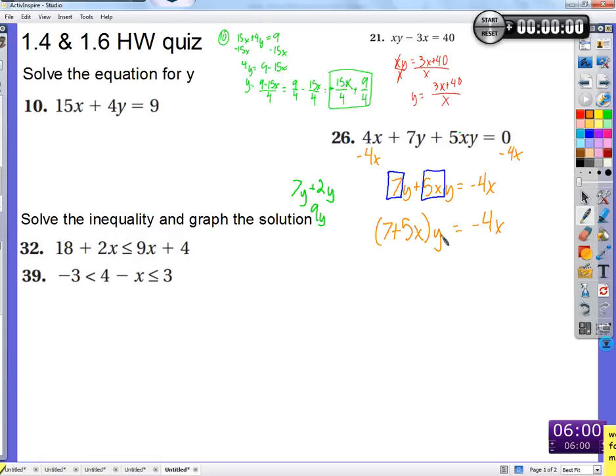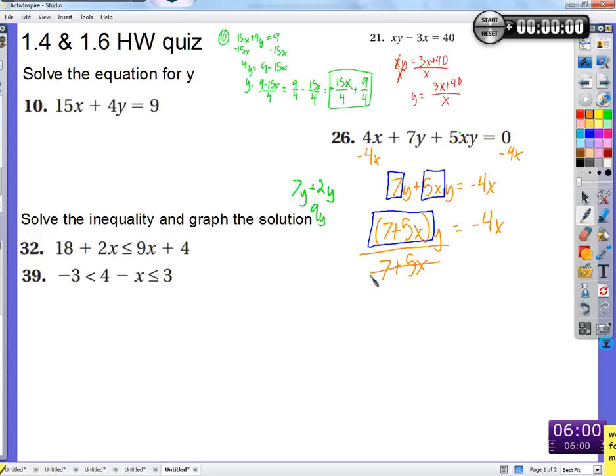Now that we have a coefficient, that's what this is, it's a coefficient times y. Just like this problem, and just like this problem, when we had something times y, what did we do at that point? Divide. Divide by that.